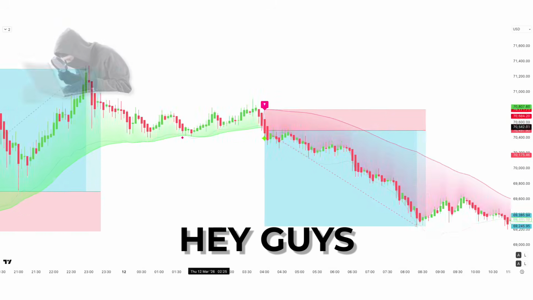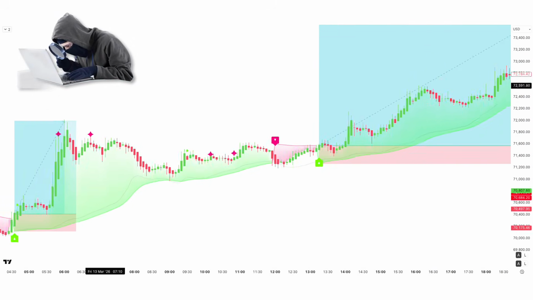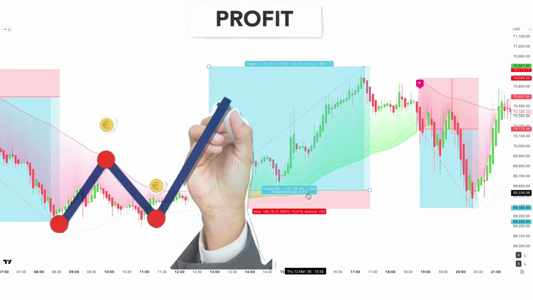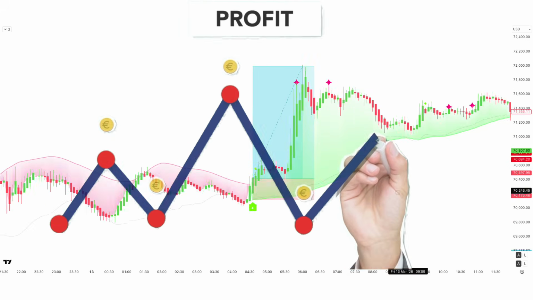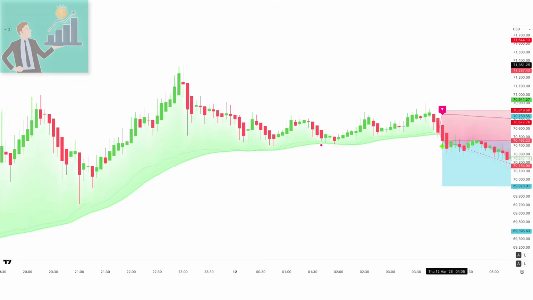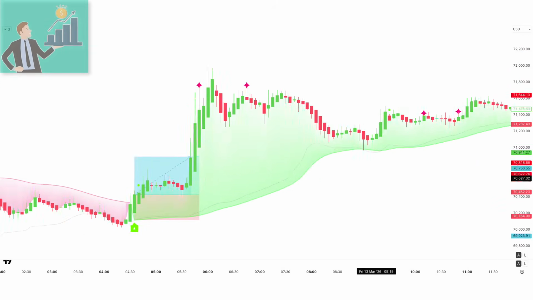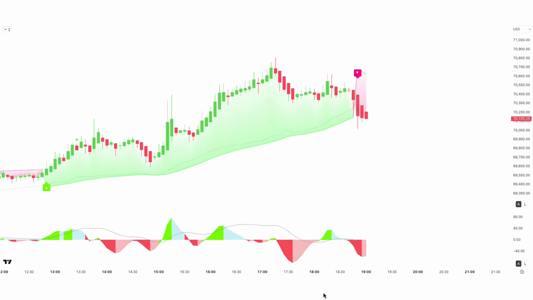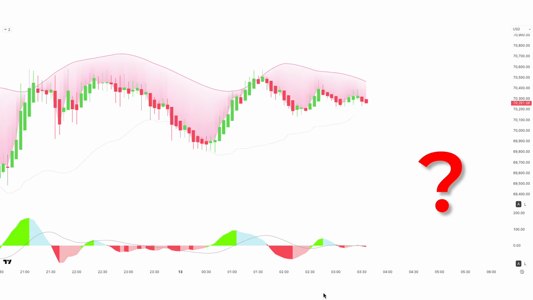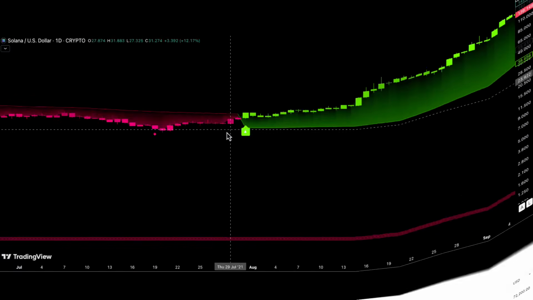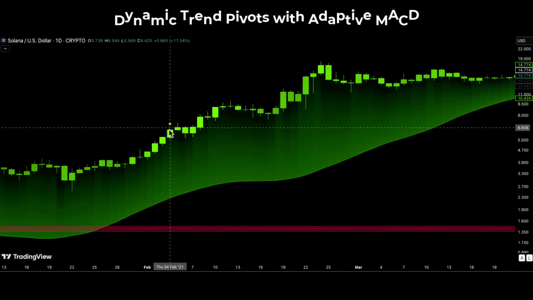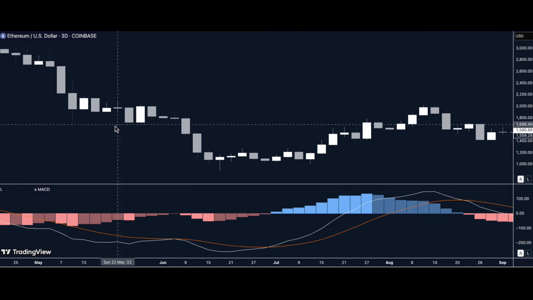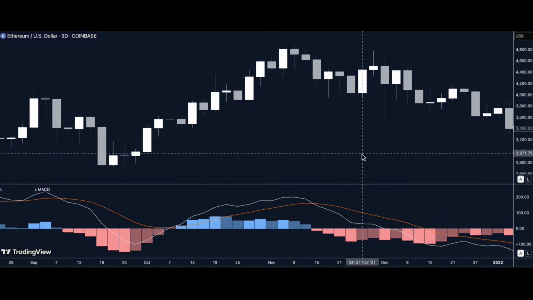Hey guys, most traders think winning comes from finding more indicators, but after spending years on charts, I realized the real edge comes from understanding market behavior. I also went through that phase where every new strategy looked magical. My chart was full of signals, my mind was full of confusion, and the results completely inconsistent. Then I discovered a different approach: dynamic trend pivots with adaptive MACD. And for the first time, it felt like the chart was finally making sense.